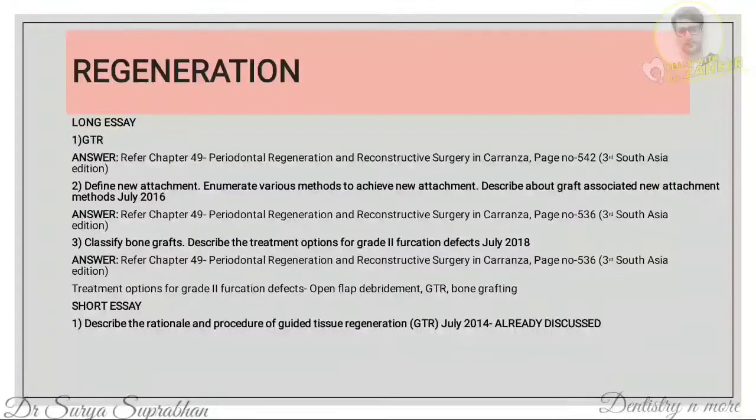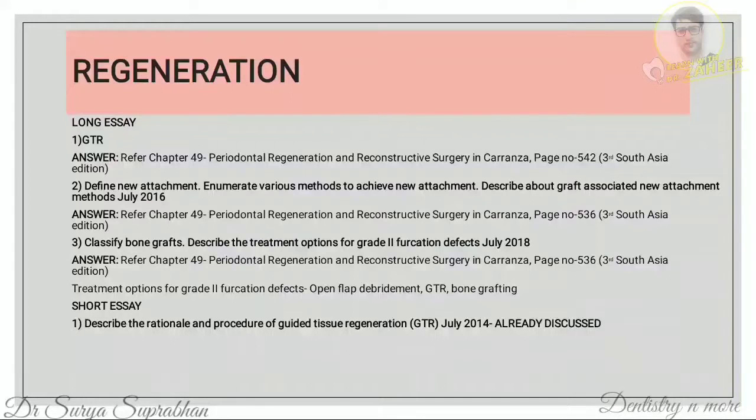Next chapter is regeneration. First one, GTR. GTR is a very important question, so you should know what all you have to write under this question. First you have to define what is regeneration, and then write about what is GTR, then the principle of GTR, and then the classification of GTR, that is the absorbable and non-resorbable membranes, and then the indications and contraindications, and then the surgical procedure of GTR. There are some 6 to 7 steps for that. And then lastly you have to write the factors affecting the clinical outcome after GTR placement, and that can be divided into barrier dependent and barrier independent factors. So all these headings should be included when GTR is asked as a long essay.